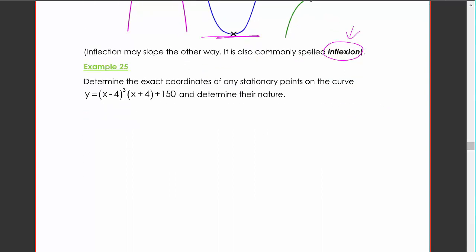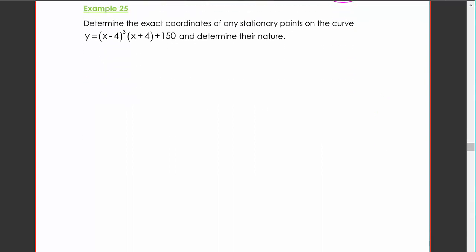Okay, so we want to determine the exact coordinates of any stationary points on this curve given here. So we need dy dx, but before we leap into that, what we have here is a product. Don't worry about the 150, that's just going to differentiate away to 0. So u is (x minus 4) cubed, and v is x plus 4. So du dx, chain rule, but the differential of the inside is 1, so that's not a problem. 3(x minus 4) squared, and dv dx is just 1.